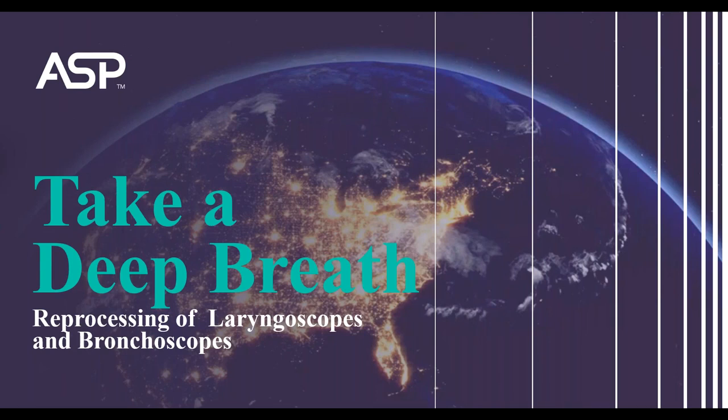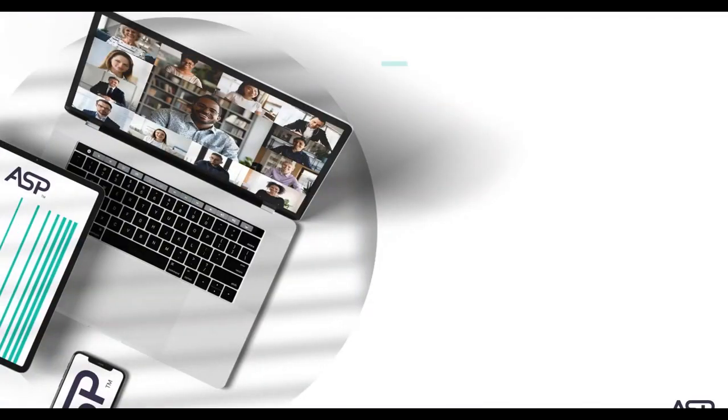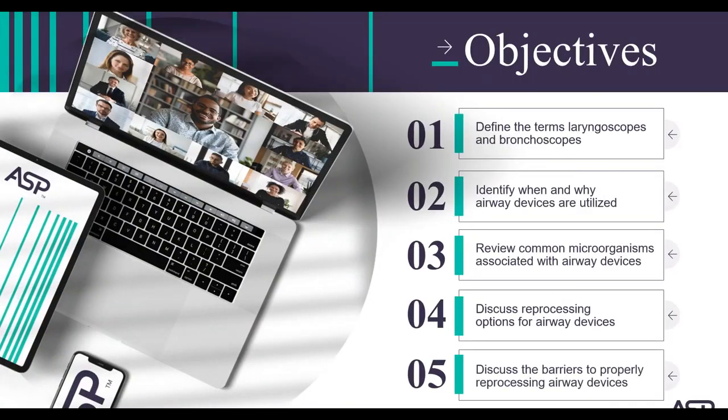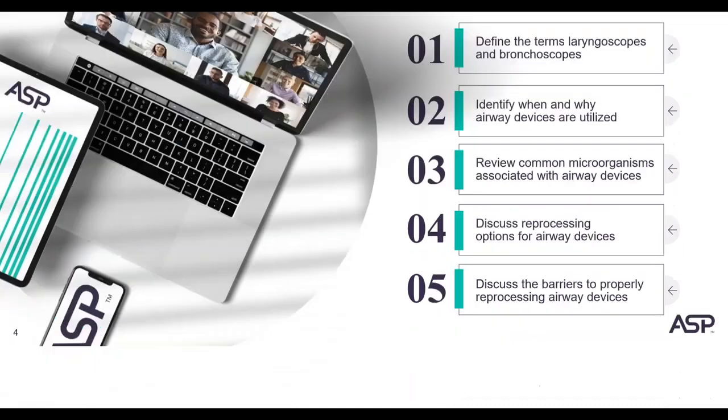So let's review what today's objectives are. We're going to define the terms laryngoscope and bronchoscopes. We also want to identify when and why airway devices are utilized, and review common microorganisms associated with airway devices. We will also be discussing reprocessing options for airway devices, and lastly, discuss the barriers to properly reprocessing airway devices. So let's get started.